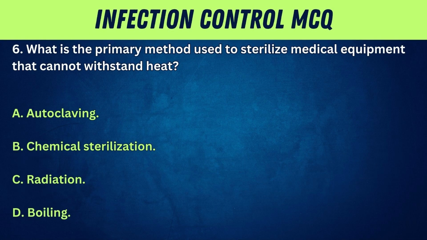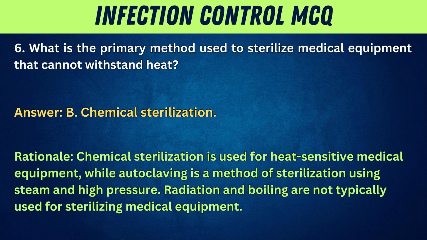6. What is the primary method used to sterilize medical equipment that cannot withstand heat? A. Autoclaving. B. Chemical sterilization. C. Radiation. D. Boiling. Answer: B.